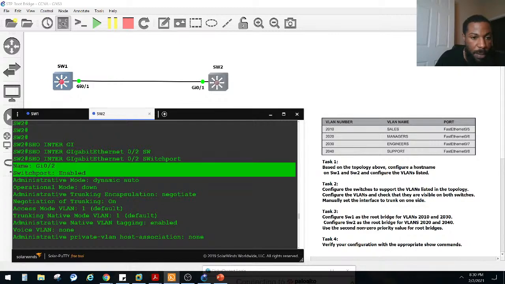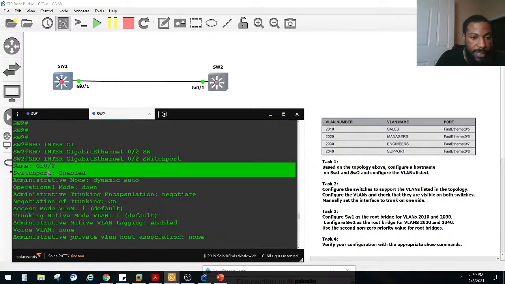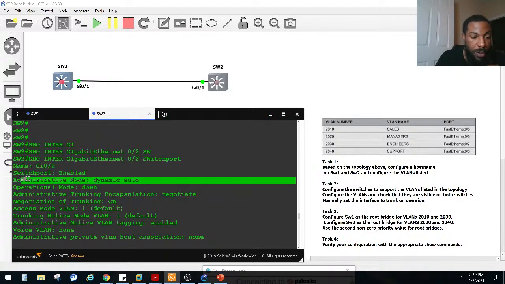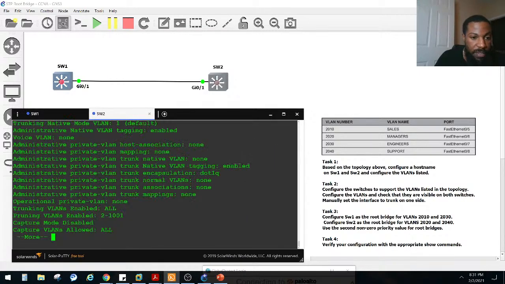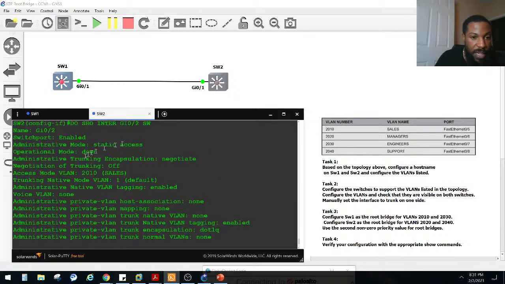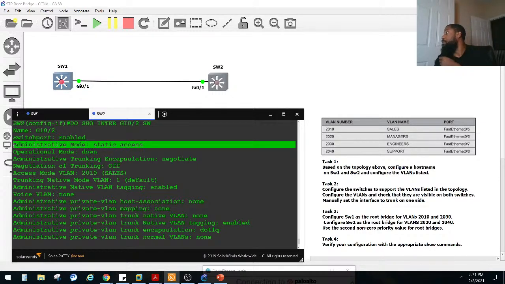That was before I put it in access mode, right? Yes, it was. Switch port enabled, but the administrative mode was set to dynamic auto. Once we hard-coded it as an access port, it said administrative mode was static access. Okay, so they must be trunking by default.